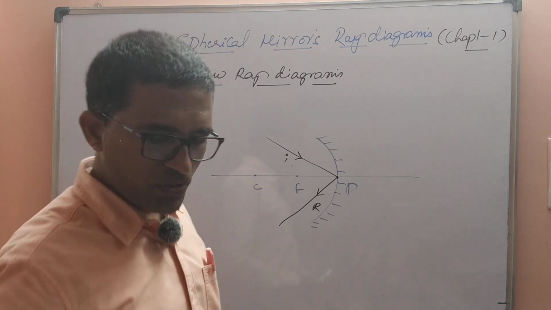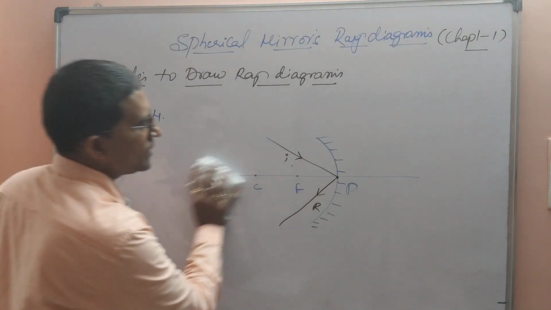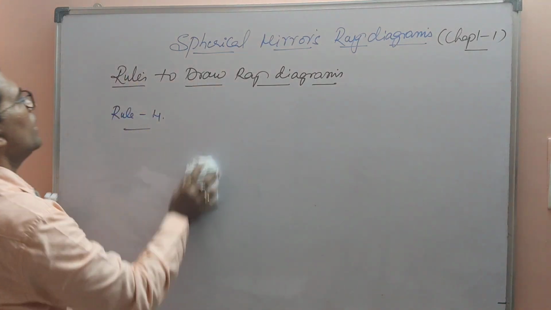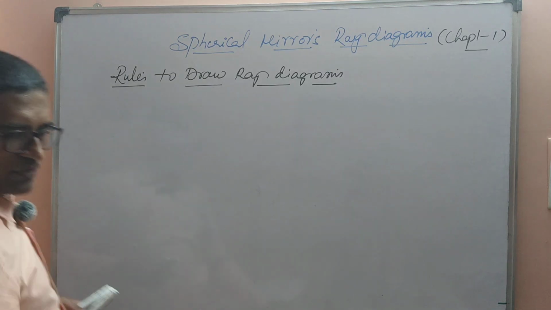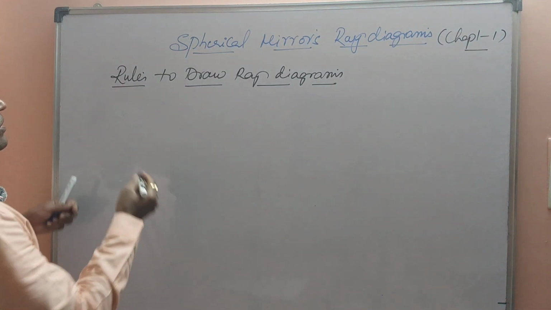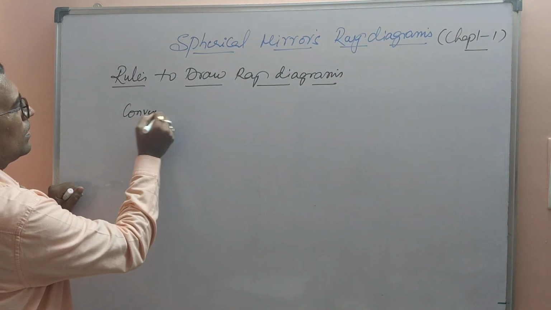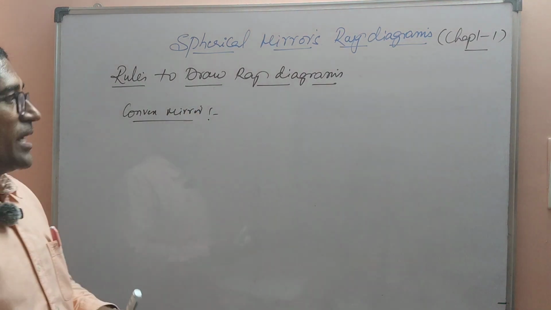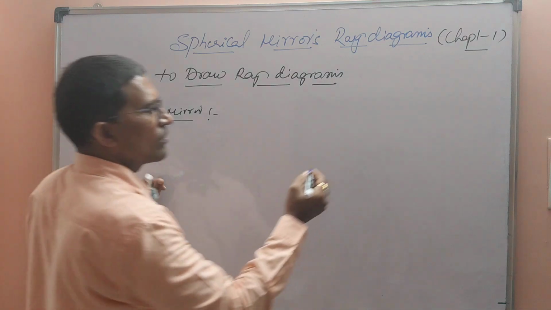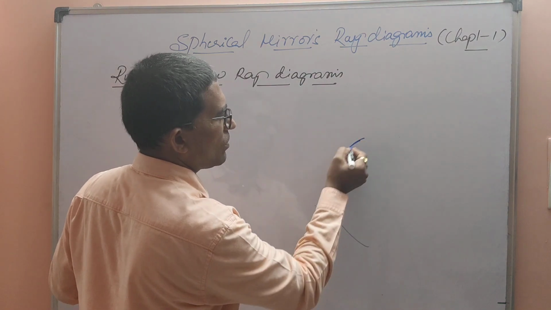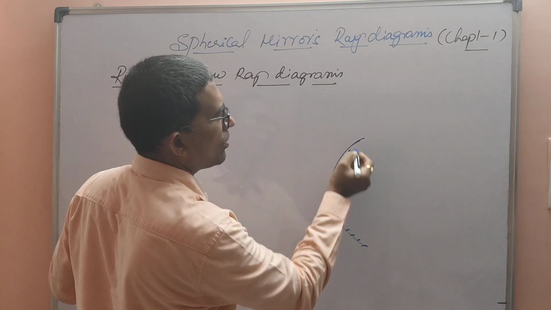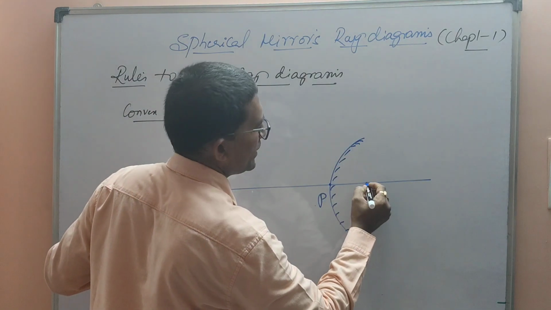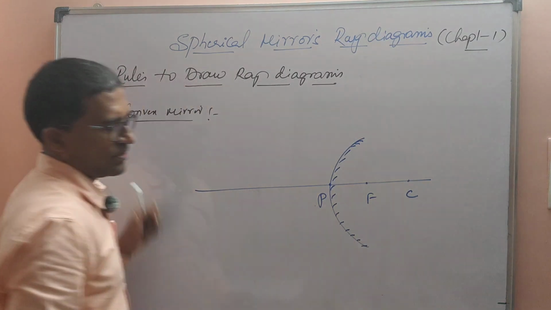Next, rules pertaining to convex mirror. In case of a convex mirror, how the rays will behave when they are going to be incident onto the reflecting surface of the convex mirror. Now this is a convex mirror, and this is the pole, and it is the focus, and it is the center of curvature.